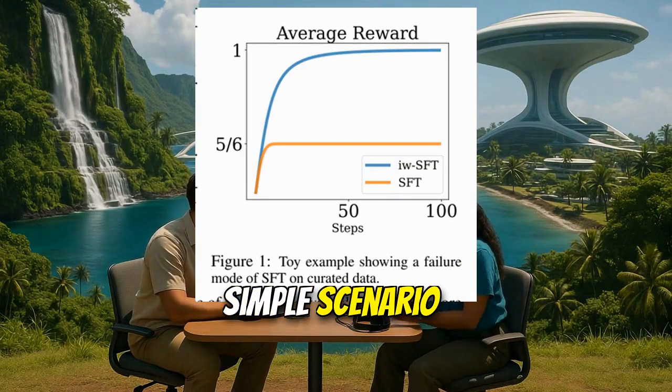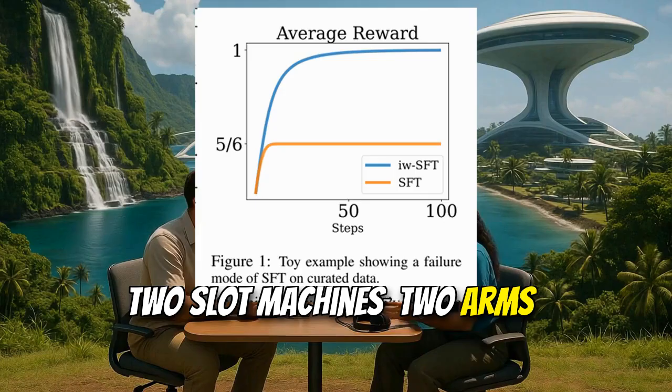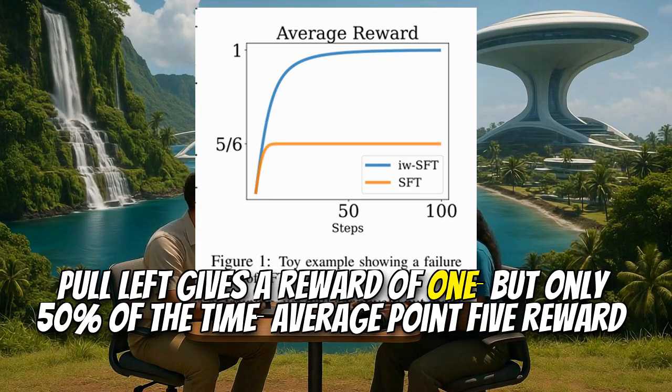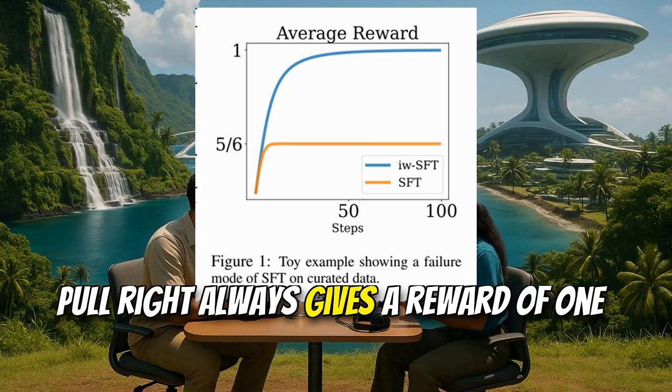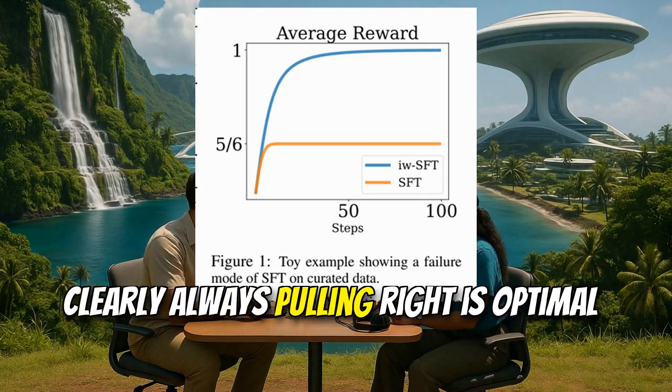Sure. Simple scenario. 2 slot machines, 2 arms. Pull left gives a reward of 1, but only 50% of the time. Average 0.5 reward. Pull right always gives a reward of 1. Clearly, always pulling right is optimal.